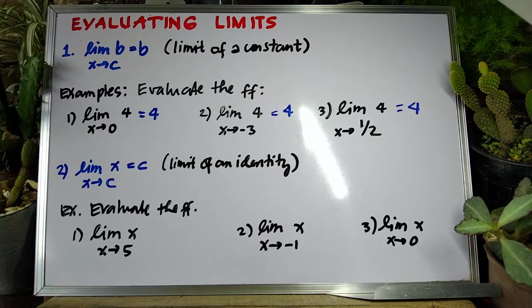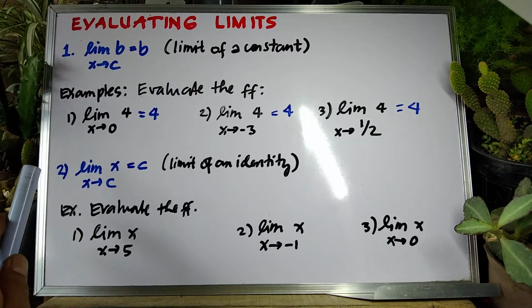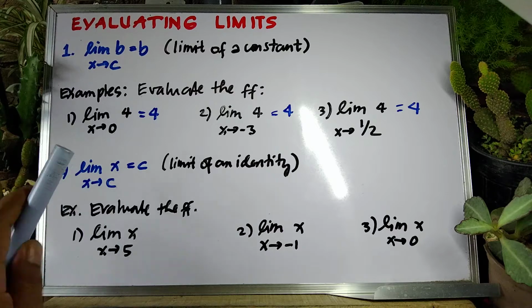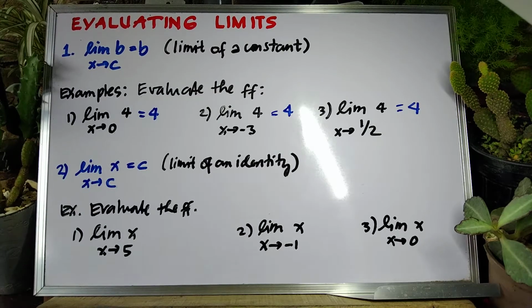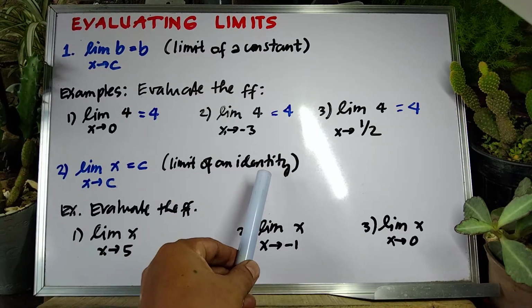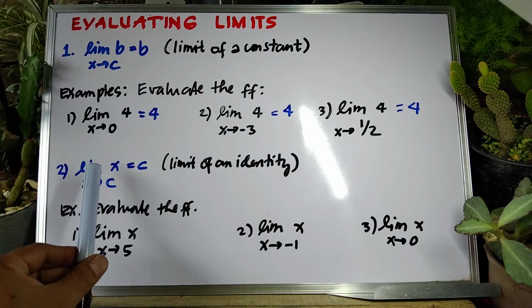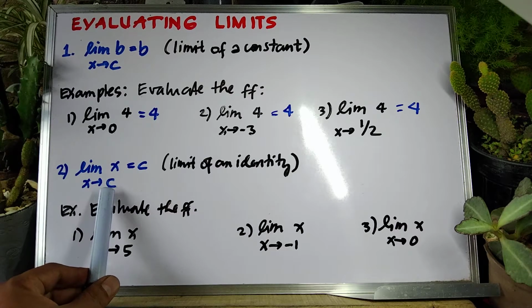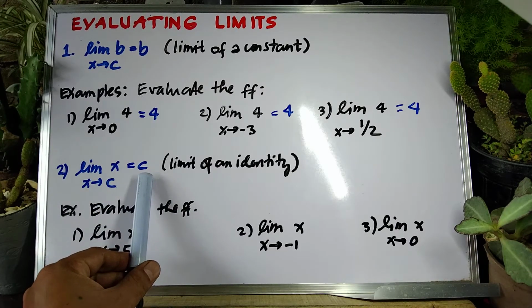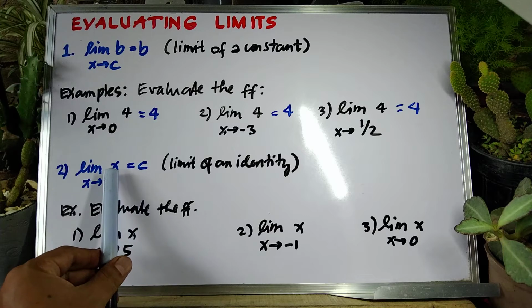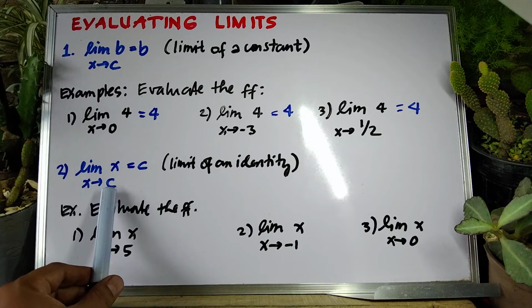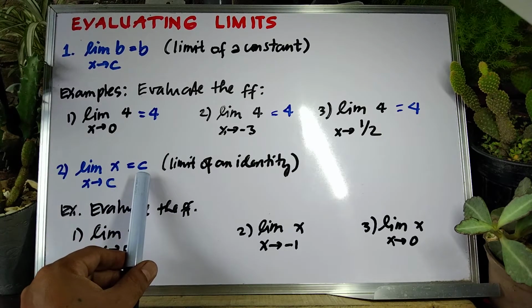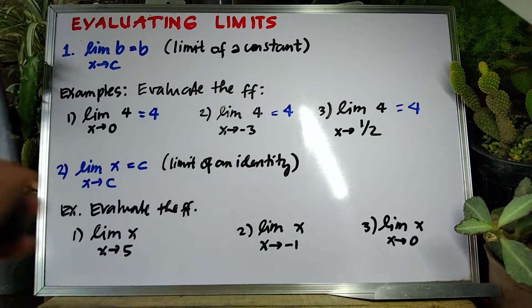Okay, so let's move on to number 2 type of theorem, which is the limit of an identity. It says here that the limit of x as x approaches a constant c is c. Okay? In other words, if this is only a variable here, the limit of a certain variable, as the variable approaches a number, then your answer will be the number c. Okay? Suppose we have here the examples.